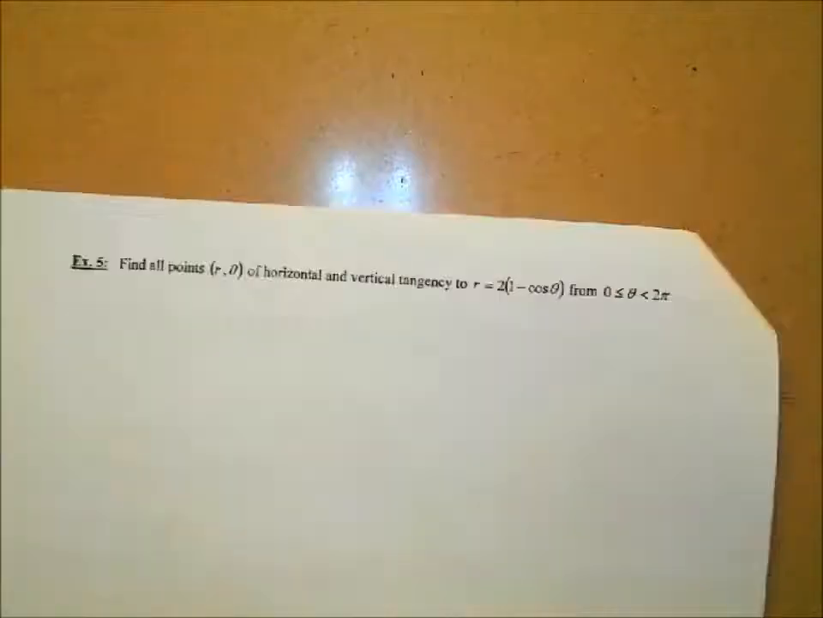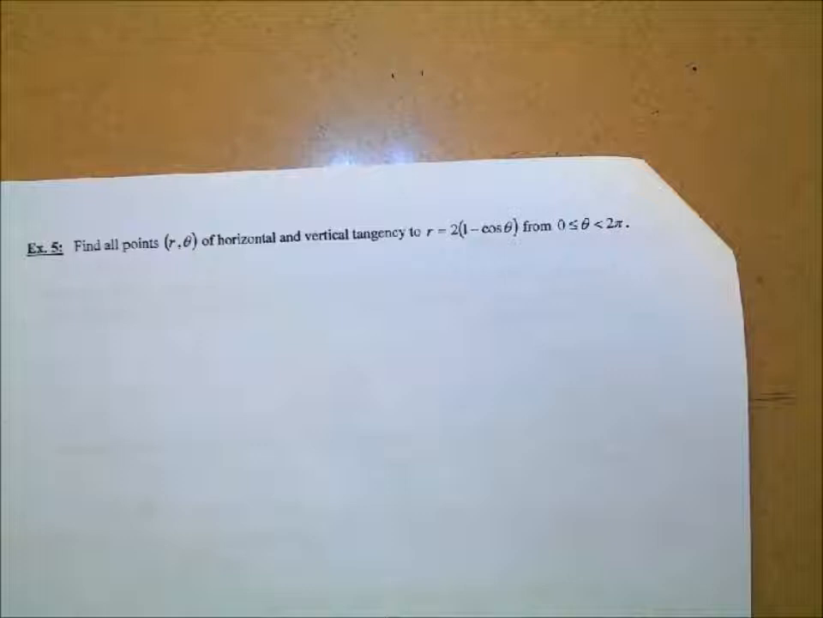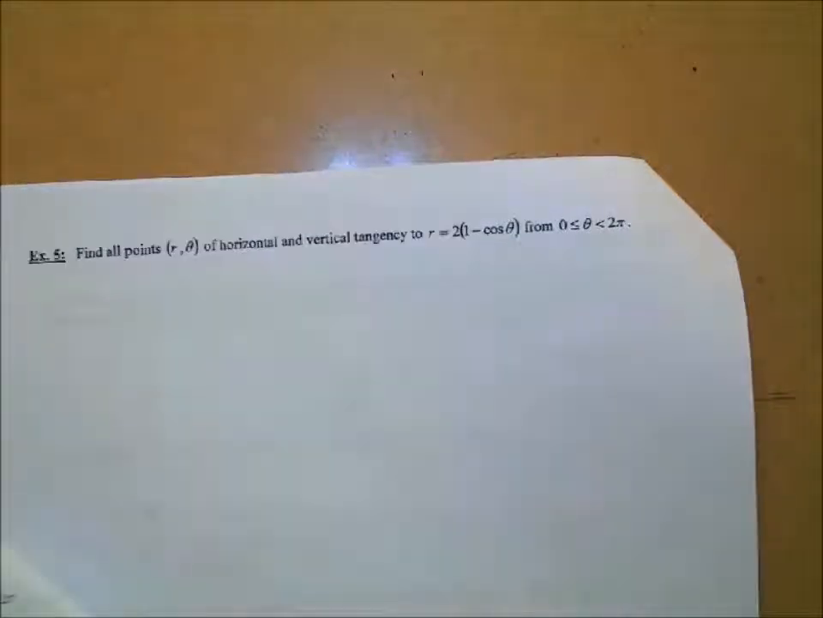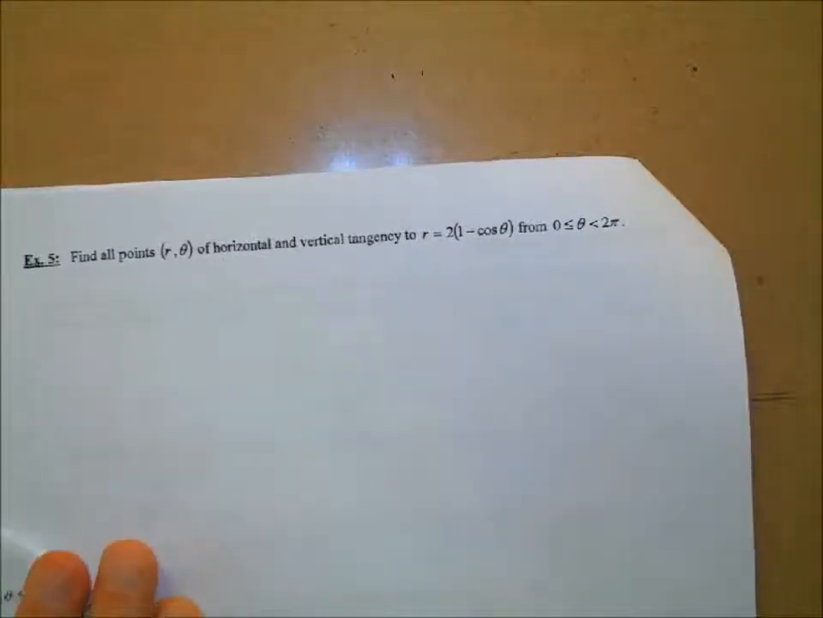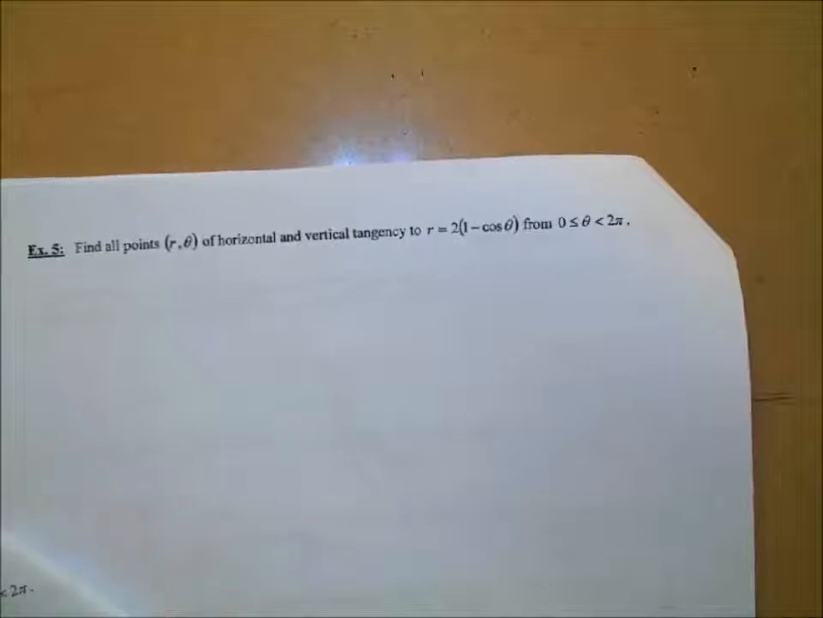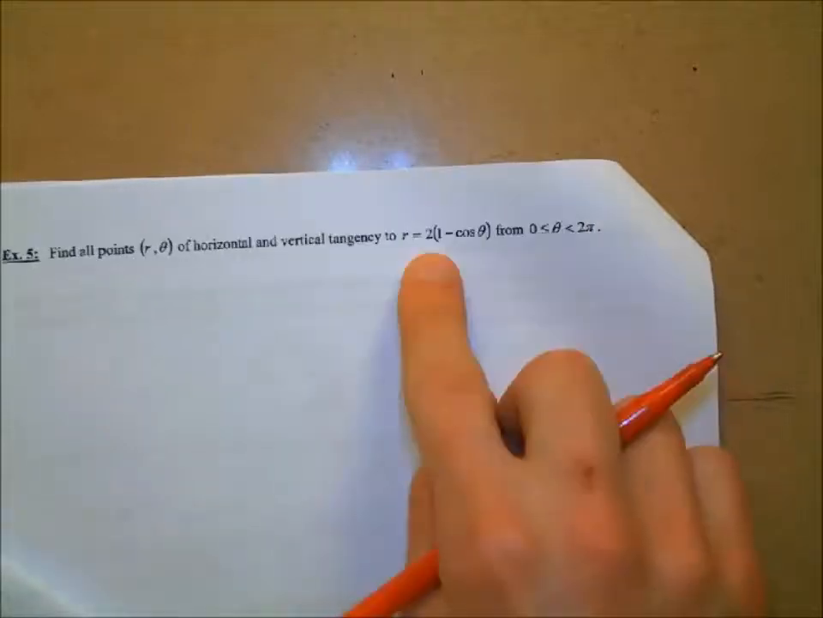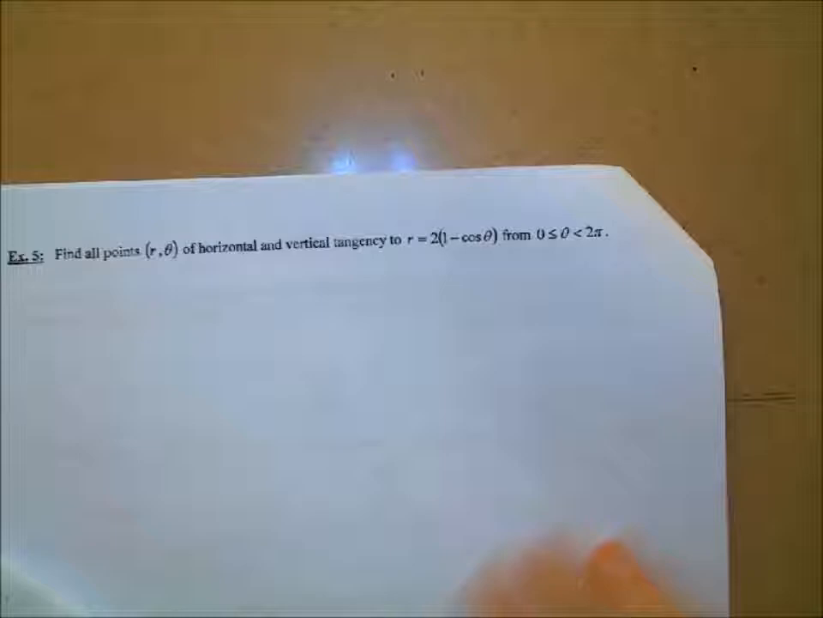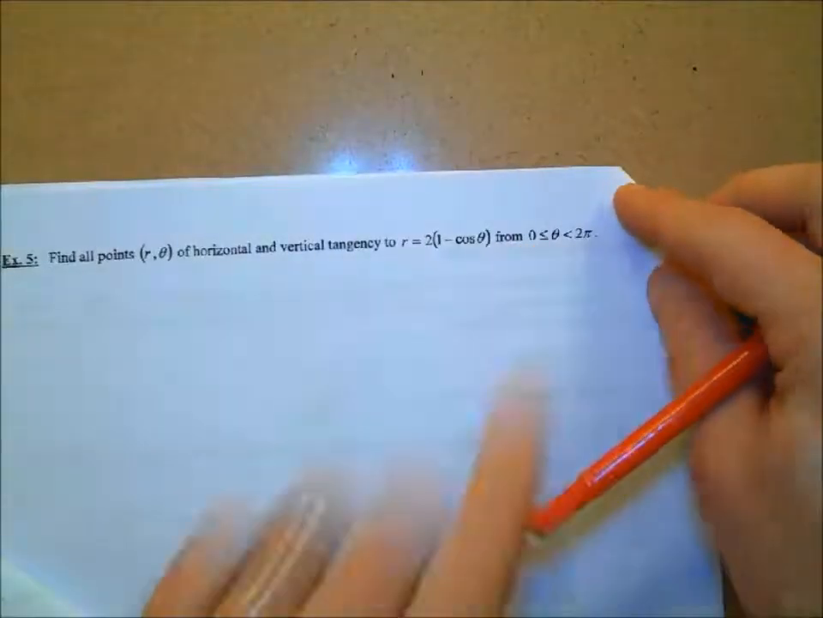All right, let's move on here then. So, next question here, example 5. We're just supposed to find all points, r comma theta, of horizontal and vertical tangency to r equals 2 times the quantity 1 minus cosine theta, only for theta values between 0 and 2 pi.